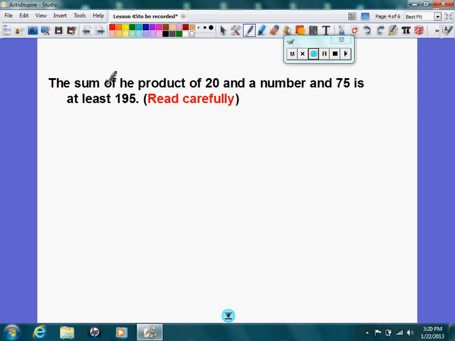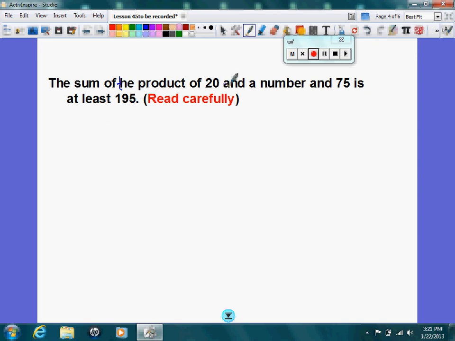Okay, let's do this one. The sum of, that should be a T right there. The product, let's put T right there. The product, what does product mean? Product means multiplication, the answer to multiplication. Twenty and a number. So the sum of the product of 20 and a number and 75 is at least 195.